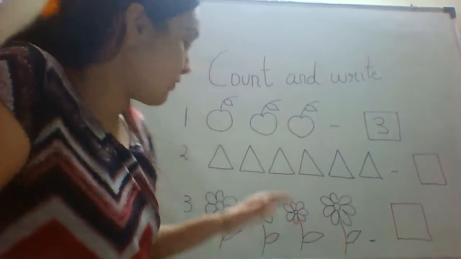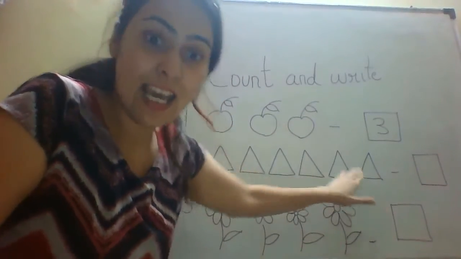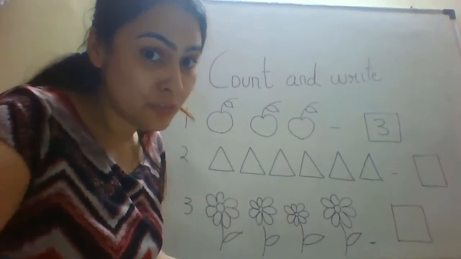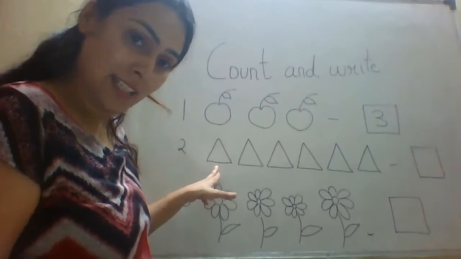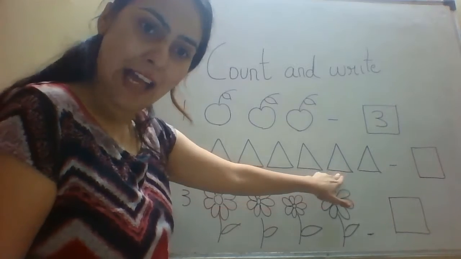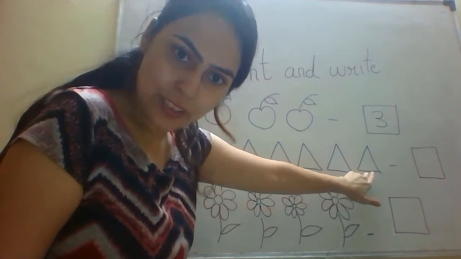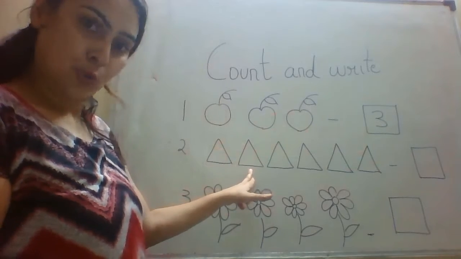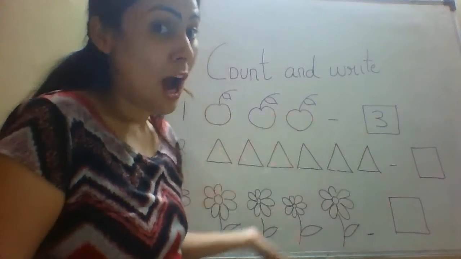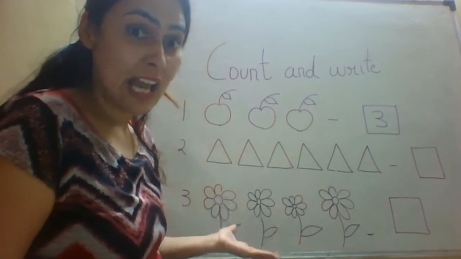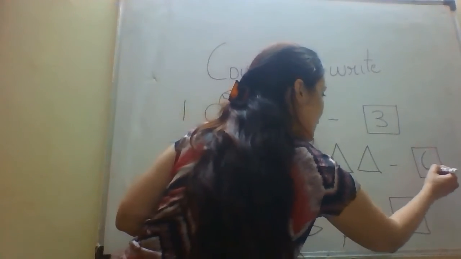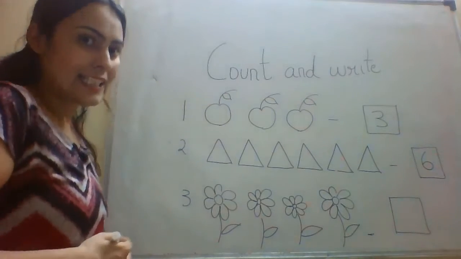Then in the second part we have triangles. Which shape is this? These are your triangles. Let's do the counting of triangles. 1, 2, 3, 4, 5, 6. Let's count it again. 1, 2, 3, 4, 5, 6. So how many triangles do we have over here? We have 6 triangles. Let's write the count over here in that box. It is number 6.